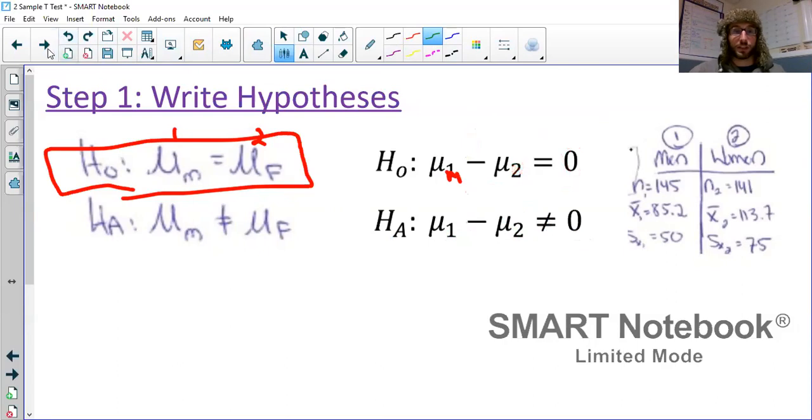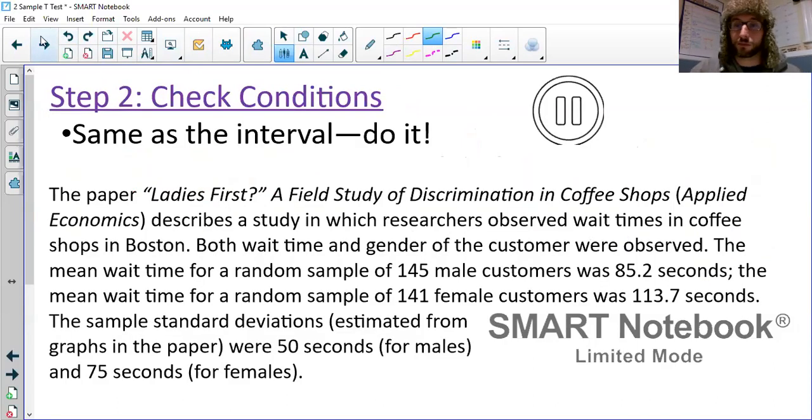So that's our hypotheses. Conditions-wise, same as the interval, right? Nothing we assume in our null, right? There's no mu's used anywhere in the conditions, so that null assumption is not going to affect anything condition-wise. So same exact situation as the interval: 10% condition for males and females, random samples, large enough samples for each group, and independent groups. So if you haven't done that with the previous video, go ahead and do that now.